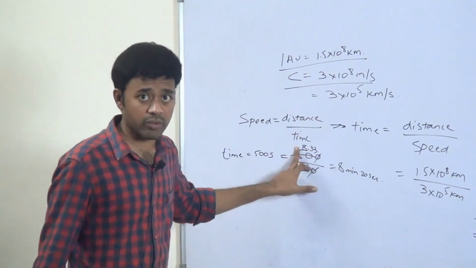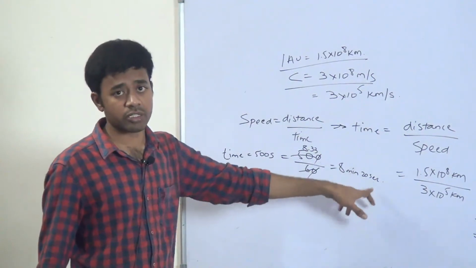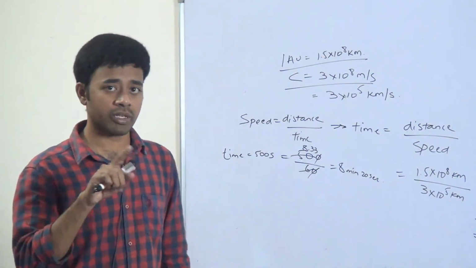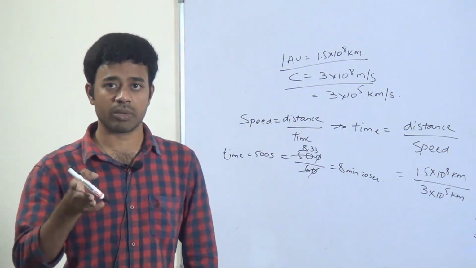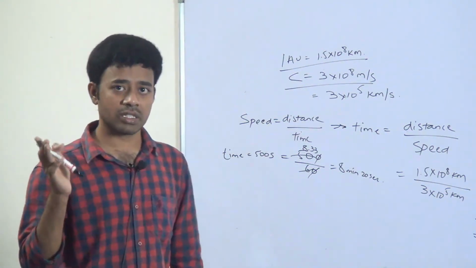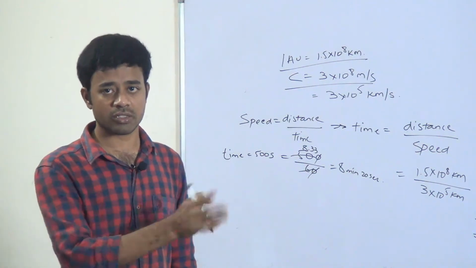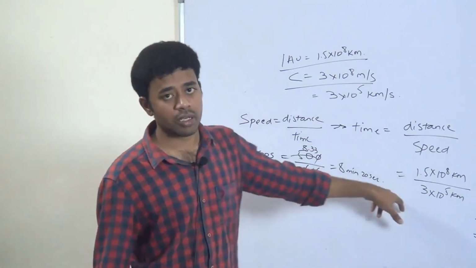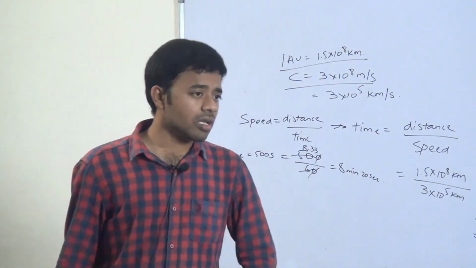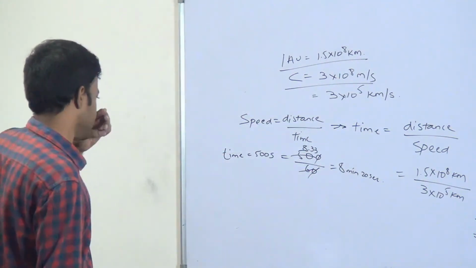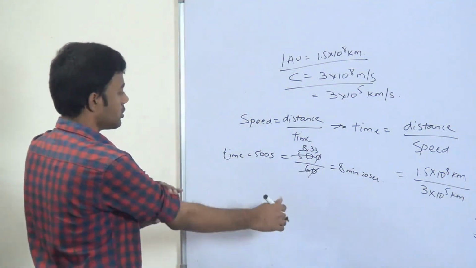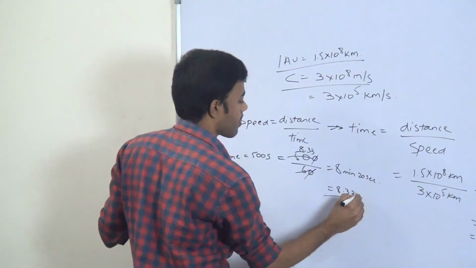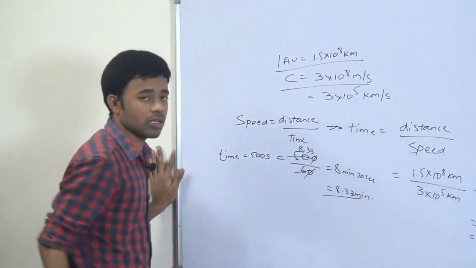I hope you understand why we have written 8.33 as 8 minutes 20 seconds. If 0.33 means a third, you have to divide 1 minute, 60 seconds, into 3 parts: 20 seconds, 20 seconds, 20 seconds. So one third part is 20 seconds, so it is 8 minutes 20 seconds. He is asking per minute, so it is 8.33 minutes, or 8 minutes 20 seconds.